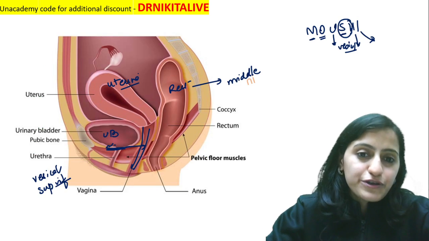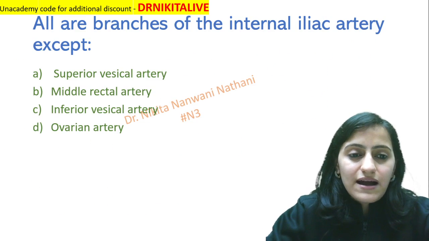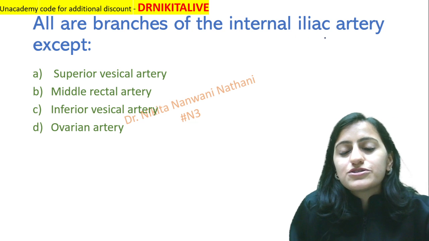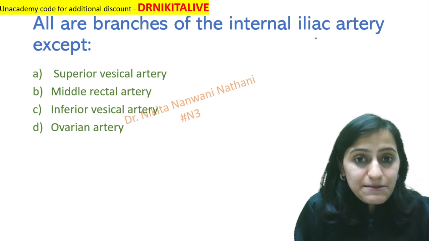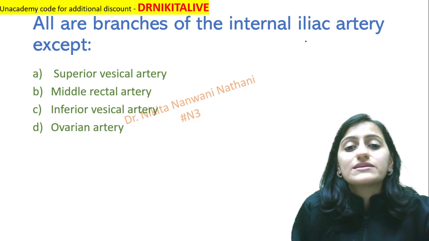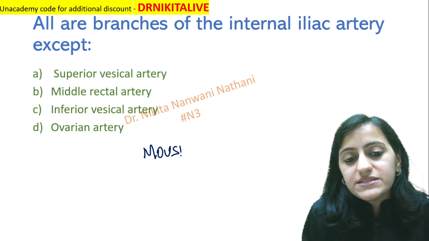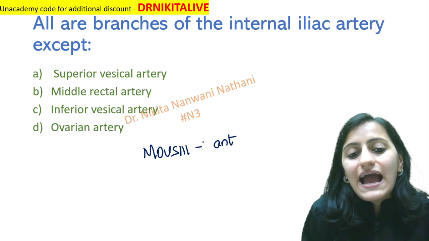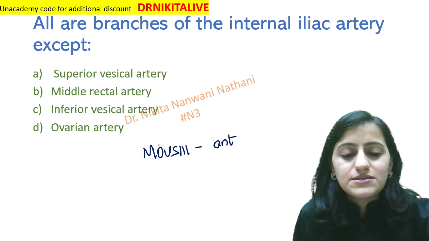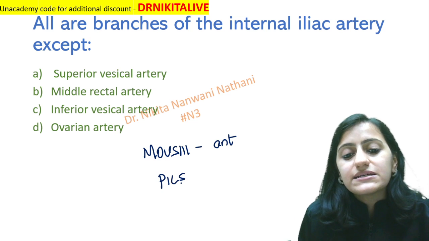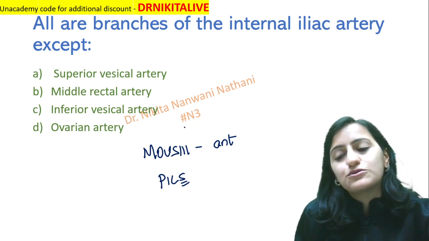Another review question for you. Do let me know in the comments what the answer is. All are branches of the internal iliac artery except what? What is the answer and what is it a branch of? Do let me know. So I hope you remember the mnemonic MOUSY, that is anterior, ant and mouse, the two animals going together, and posterior is PILLS. This is your superior gluteal artery.